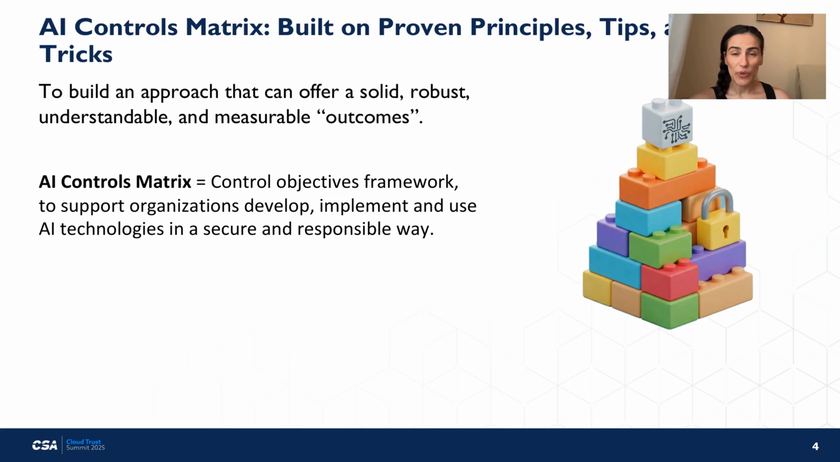How we built it? We used the CCM that you already mentioned as a principle, as a base. We built on top of that, and we created another framework of control objectives in order to support organizations in their development, implementation, and use of these AI technologies.